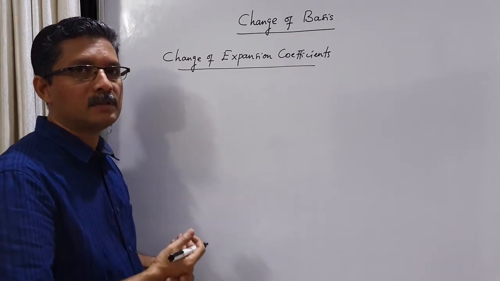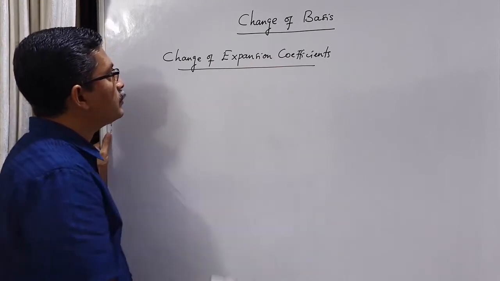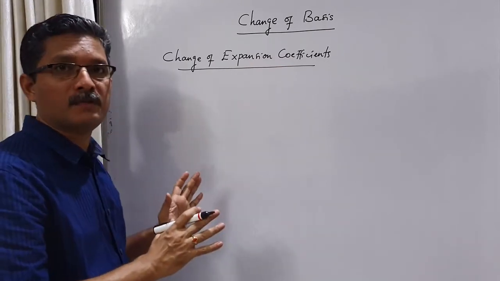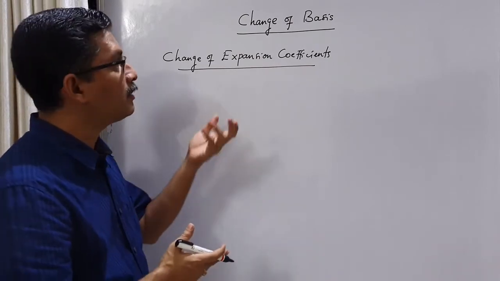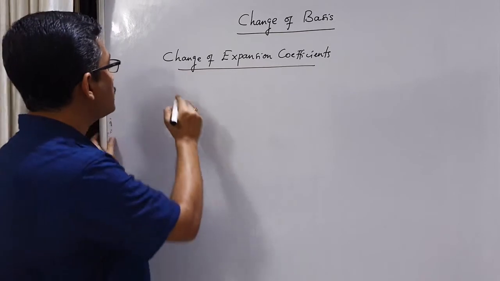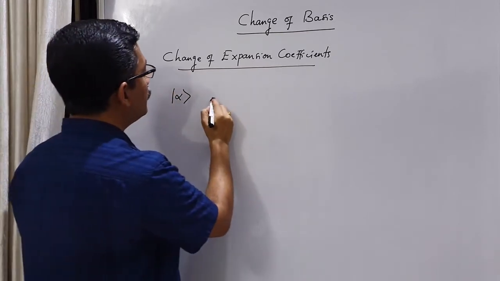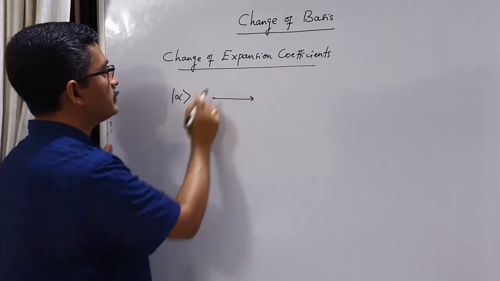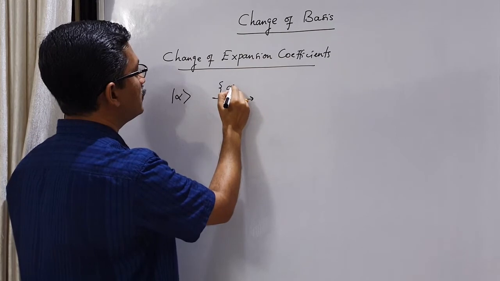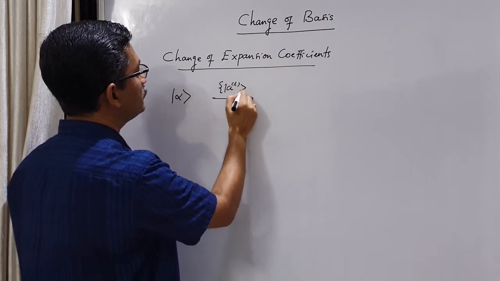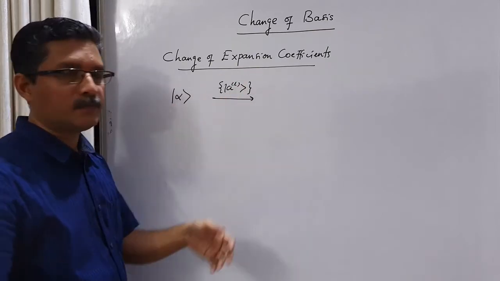Let us continue the discussion on the change of basis. This time let us look at how the expansion coefficients of a vector change under change of basis. The idea is this: we have a vector, a general ket vector alpha. Now, if you express this ket in terms of the basis, let us say ket Al, then we can expand it in terms of Al.